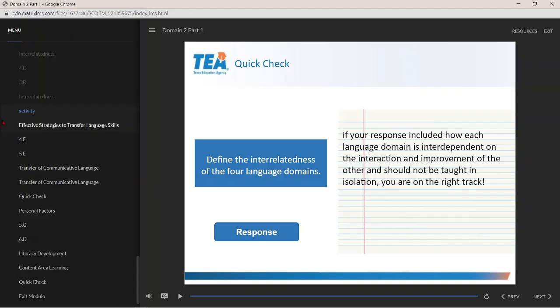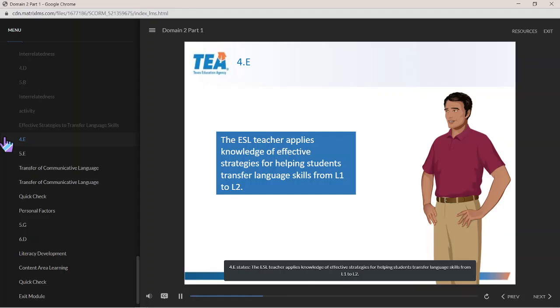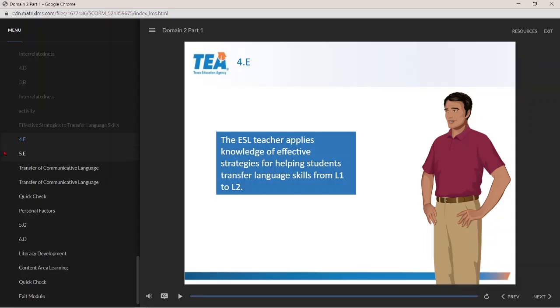Effective strategies to transfer language skills from L1 to L2. The effective strategies for language transfer from L1, or an English learner's primary language, to L2, English, are discussed in this section, components 4E and 5E. 4E states, the ESL teacher applies knowledge of effective strategies for helping students transfer language skills from L1 to L2.